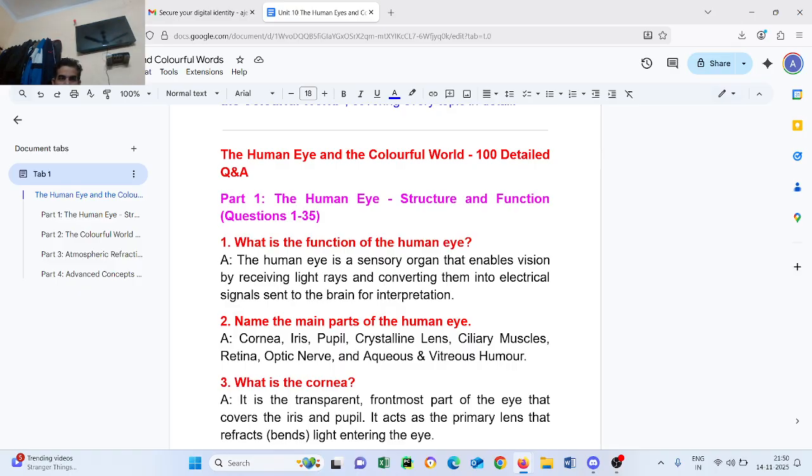Name the main parts of the human eye. Cornea, iris, pupil, crystalline lens, ciliary muscles, retina, optic nerves, and aqueous and vitreous humor.